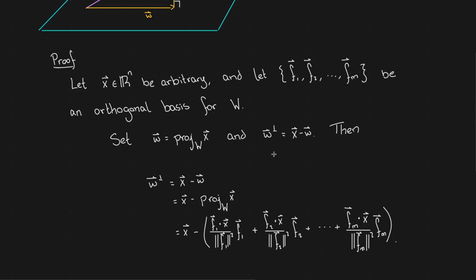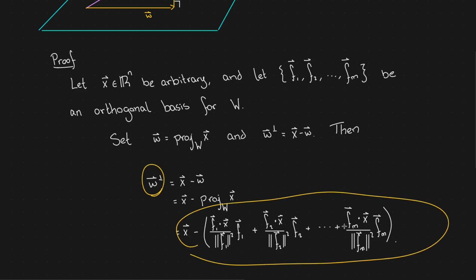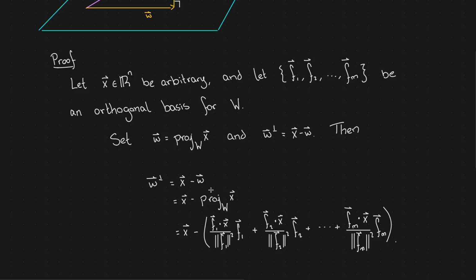Now what we want to do is show that this vector is orthogonal to every vector in subspace W, and therefore this vector really is in the orthogonal complement of W. It is in subspace W perp.